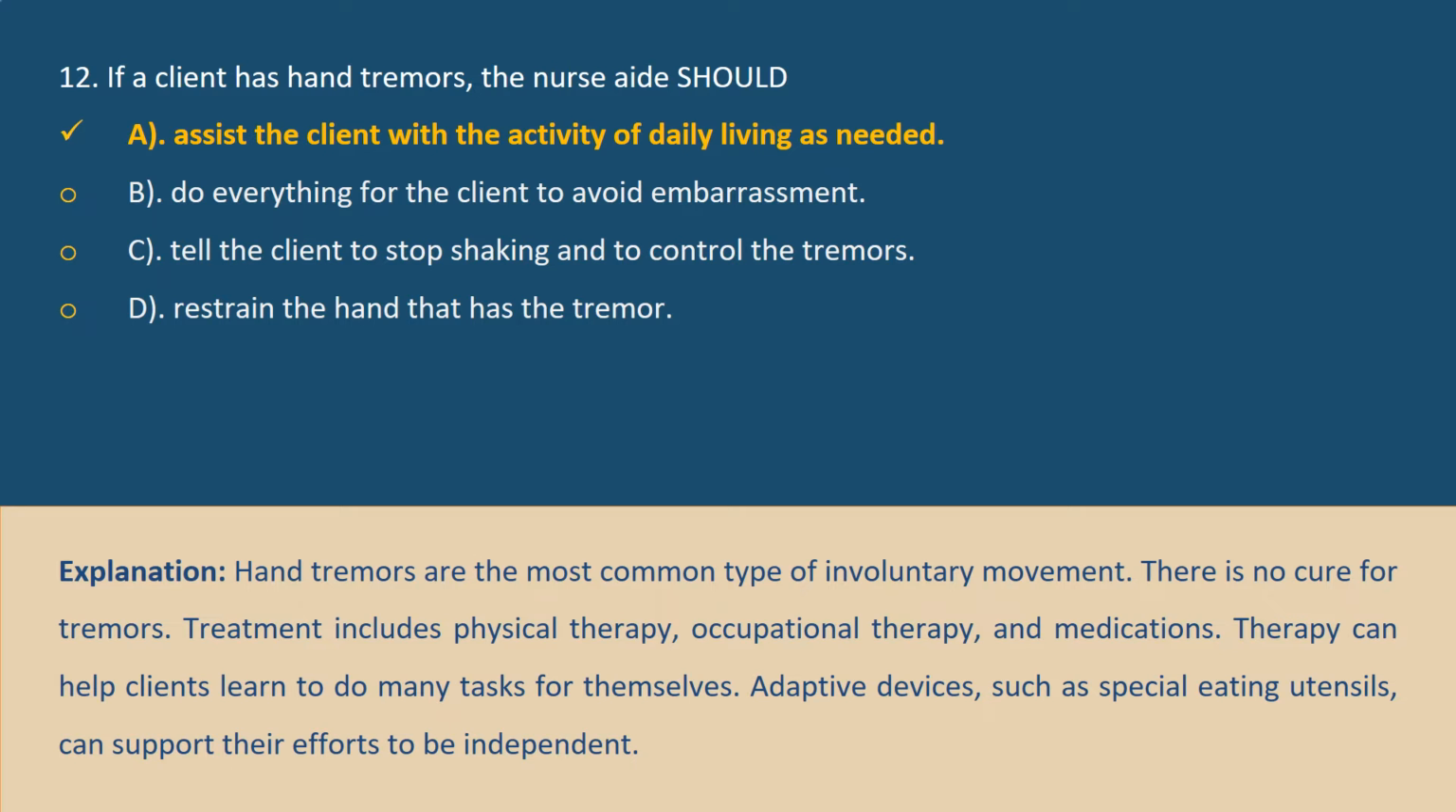Explanation. Hand tremors are the most common type of involuntary movement. There is no cure for tremors. Treatment includes physical therapy, occupational therapy, and medications. Therapy can help clients learn to do many tasks for themselves. Adaptive devices, such as special eating utensils, can support their efforts to be independent.